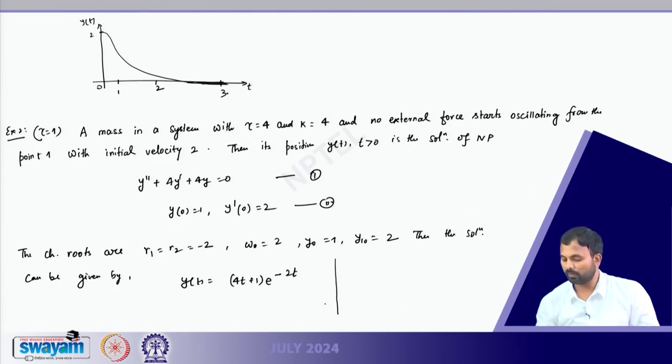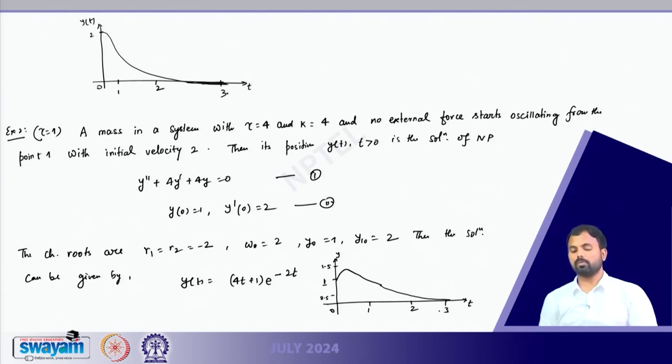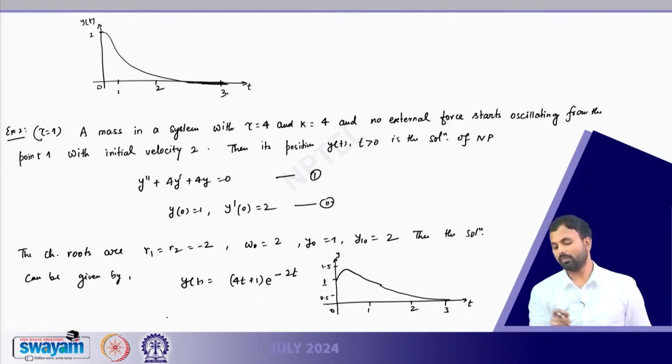So, here if I plot the graph, this is t, this is y(t). Here we have 1.5, here we have 0.5, and here we have 1. It will start from 1, go a little bit up, and then it will eventually start going down, right. Here we have 1, here we have 2, 3 and so on. So, this is the example of critical damping when we have equal roots. We have covered over damping and critical damping. Now, let us consider one example when we have under damping.